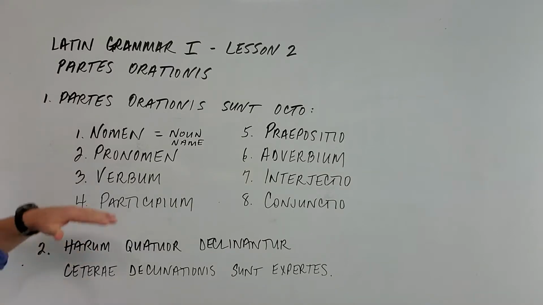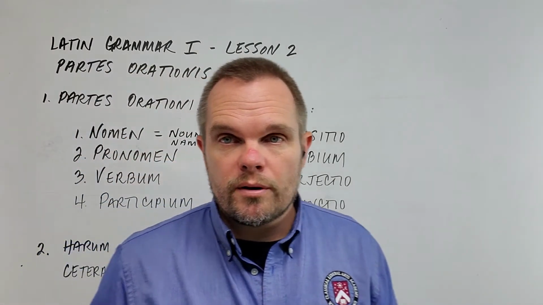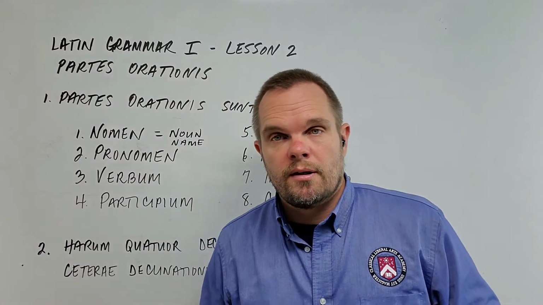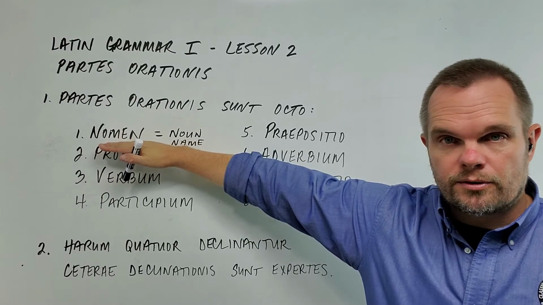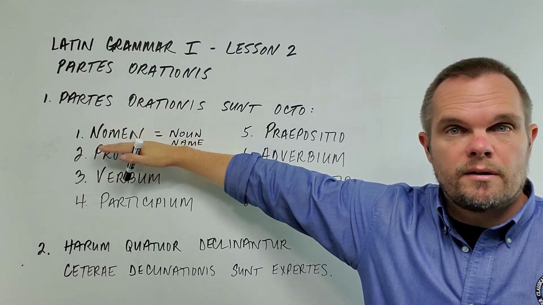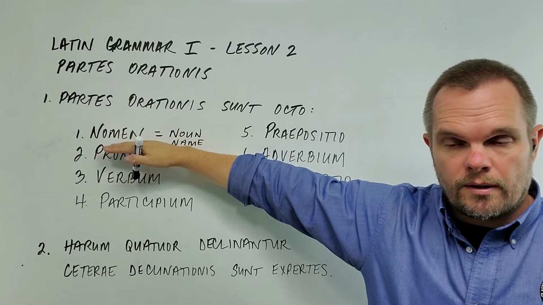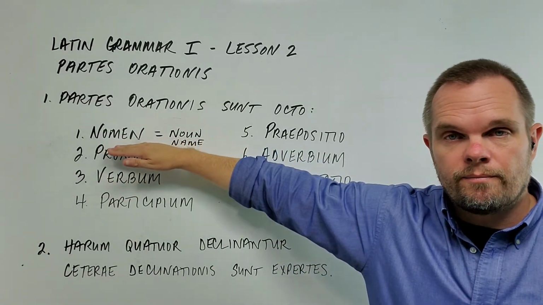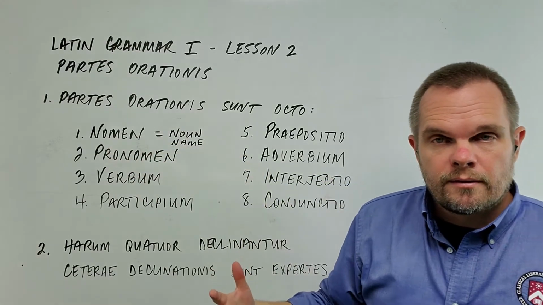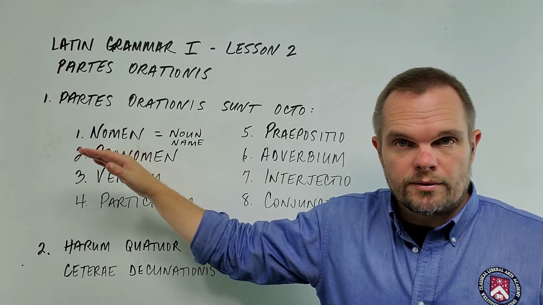The first part of speech, nomen, is a name. So any words that are used as names are nouns, and they belong to the class nomen. Okay? That's the first part of speech. So when we learn about nouns, we'll understand the characteristics of all of the words that are nouns.